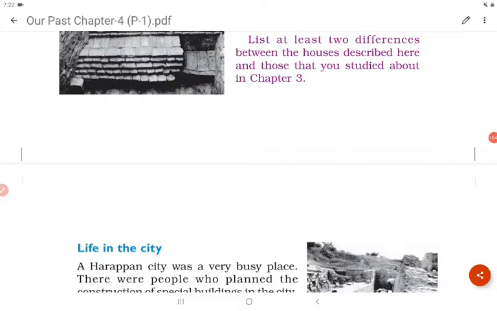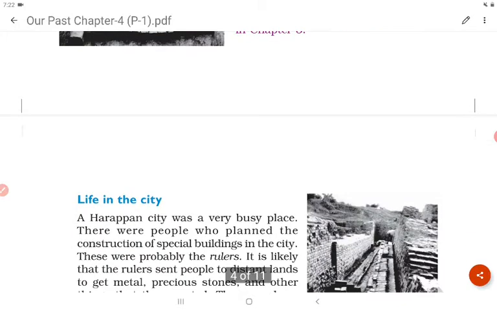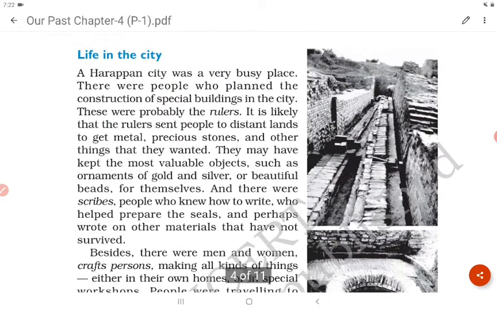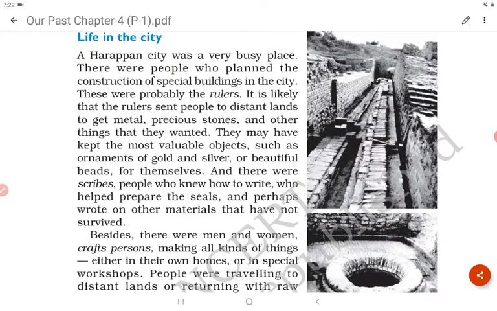List at least two differences between the houses described here and those that you studied about in Chapter 3. Life in the city. The Harappan city was a very busy place. There were people who planned the construction of special buildings in the city. These were probably the rulers.